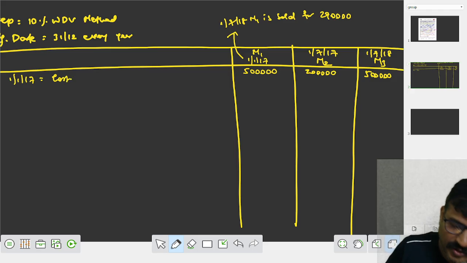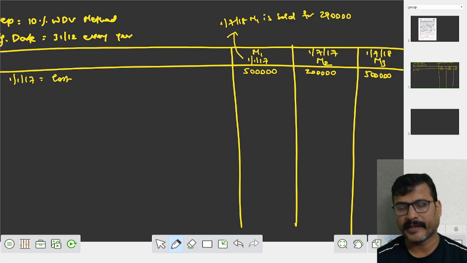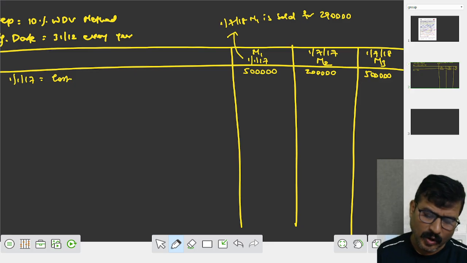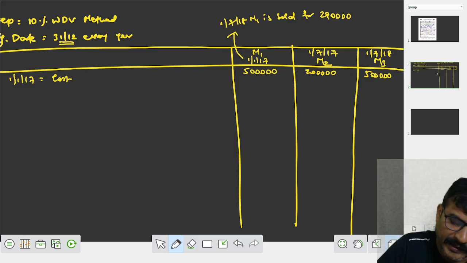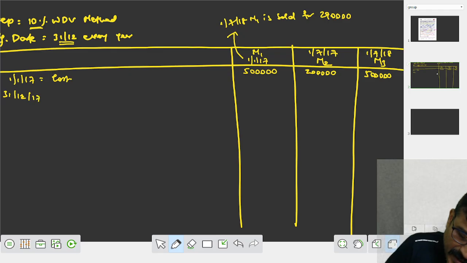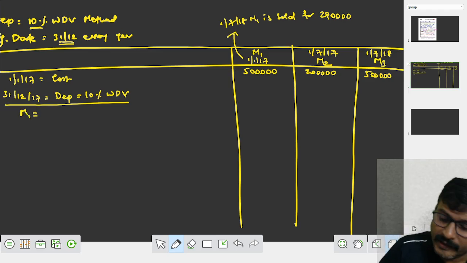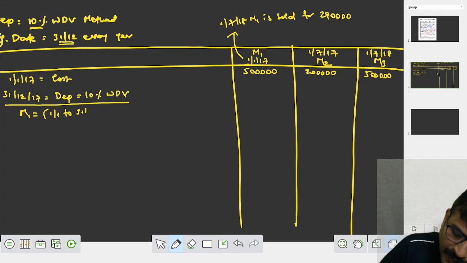I have to write it as a cost. Please, my dear students, carefully observe. The whole question is being presented over here. Accounts are closed on 31st December every year. Depreciation is 10% under the WDV method. Now the purchase is made on January 17. Accounts are closed on 31st December 17. Machine 1 is available with us from January 17 to 31st December. It comes to 12 months.